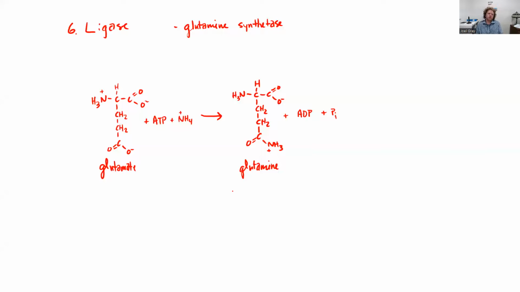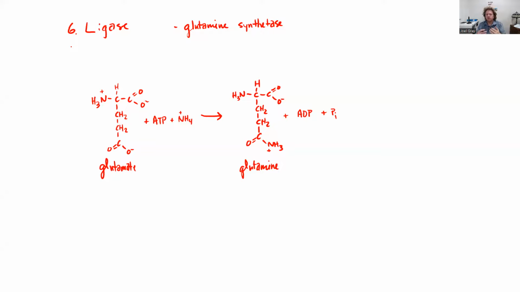The second to last class of enzymes are your ligases. Now, what ligases are going to do is they're going to use the energy from ATP hydrolysis to combine two molecules together. An example of this is an enzyme known as glutamine synthetase.